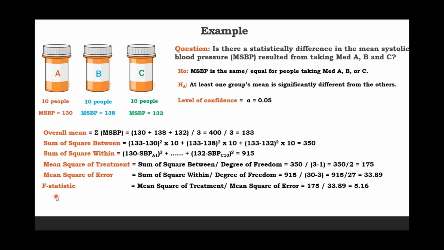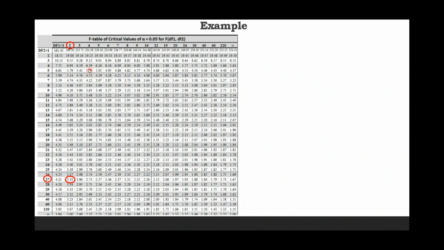So now I am able to calculate the F statistic by dividing the mean square of treatment by the mean square of error, and then I got 5.16. At this point, I'm going to use the F table of critical values for the 0.05 level of significance with degrees of freedom 2 and 27, and then I got the critical value of 3.35.